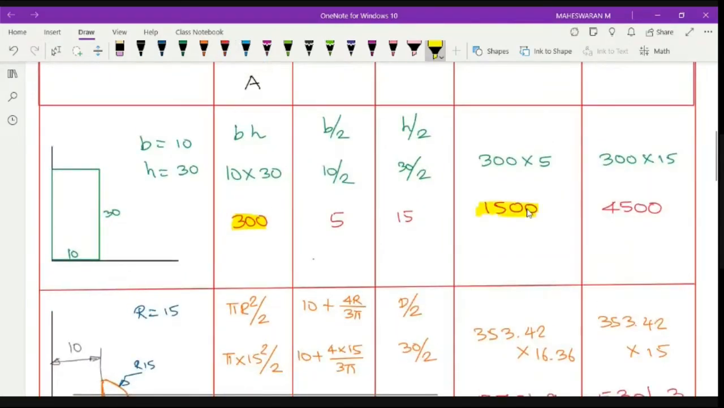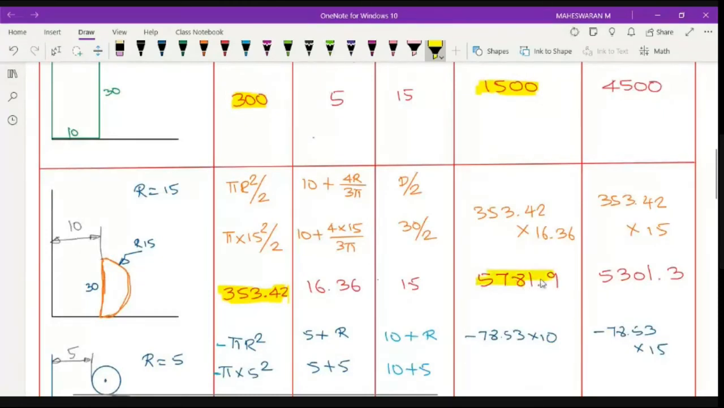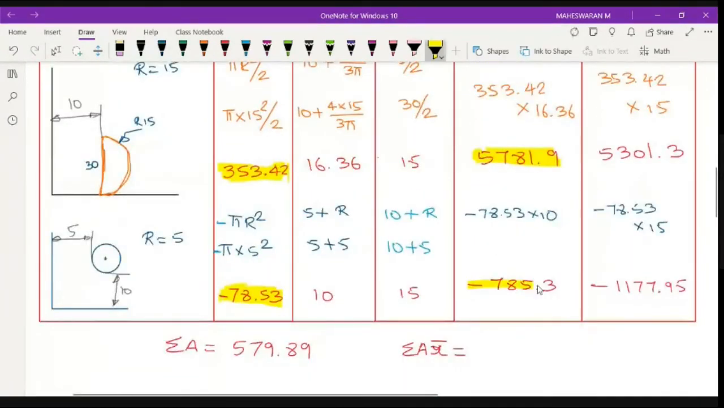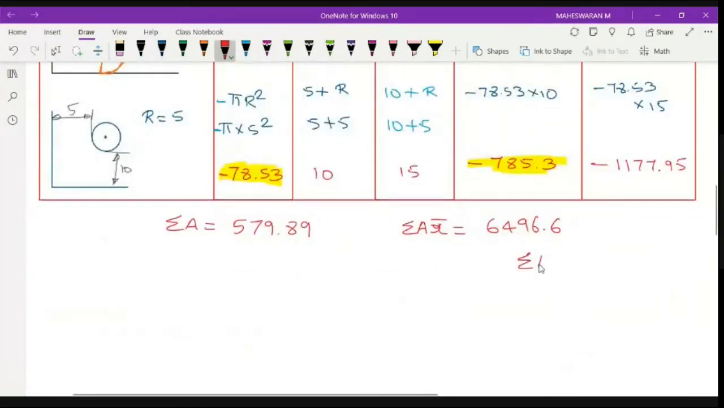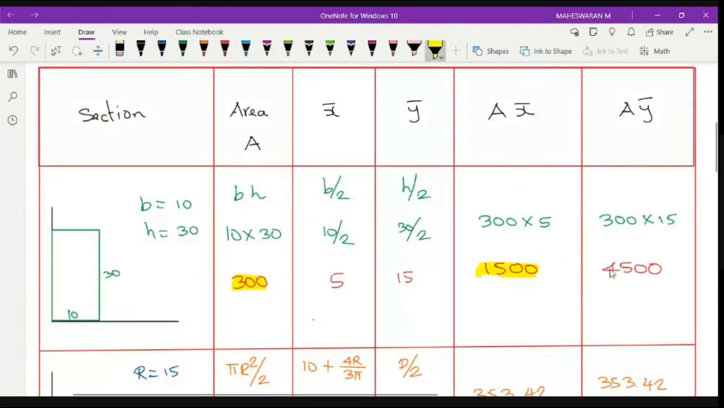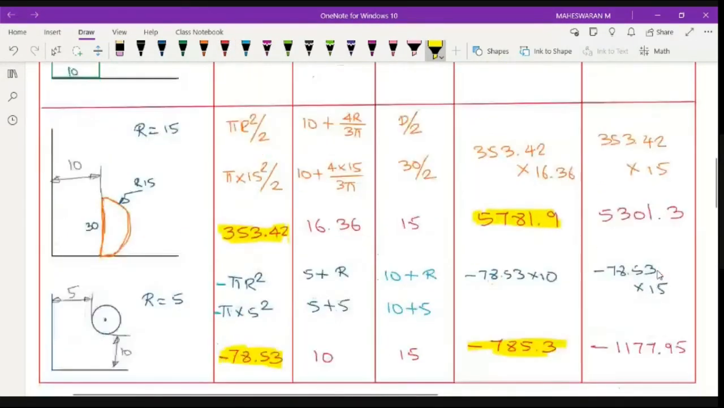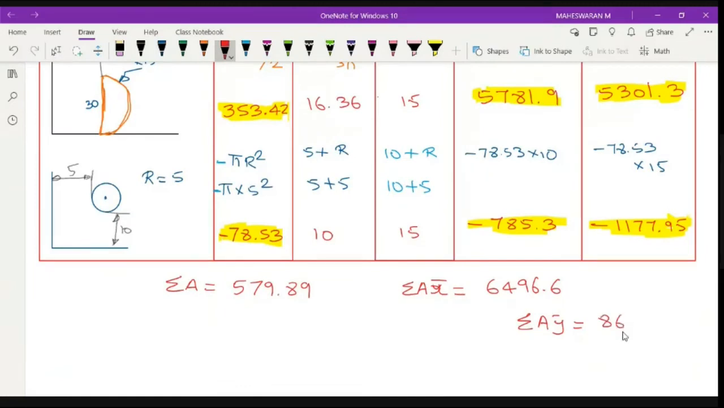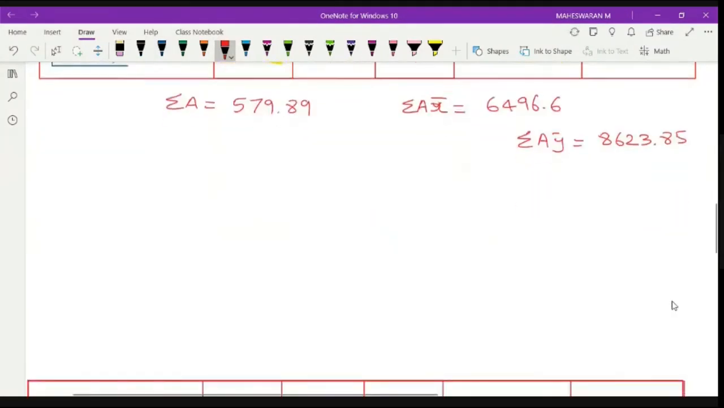So adding all these things plus 7881.919 minus 785.3. So what are you getting? 6496.6. Similarly, sigma A into Y bar. I'll put it here, sigma A Y bar. I don't have much space, so that's why I'm writing here. Again, I have to add all these things: 4500, 5301.3, and minus 117.95. So what is your A Y bar? 8623.35. Okay, good. So now we identified all these values.